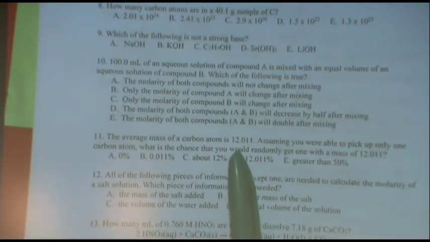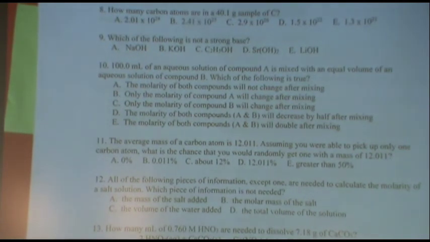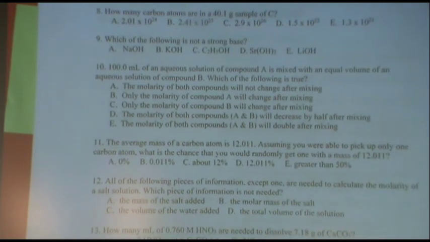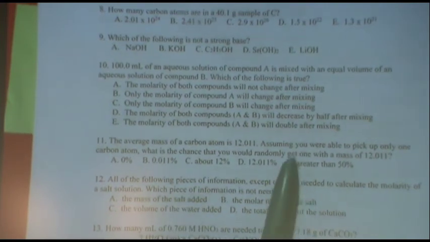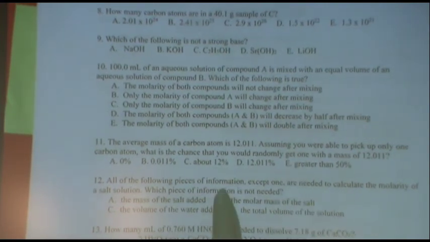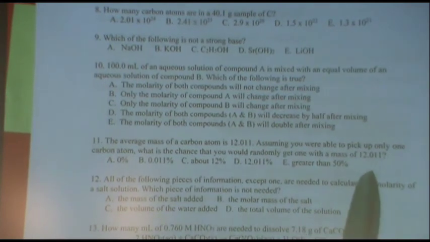Carbon, this is from the periodic table. Assuming that you were to pick one atom of carbon. Let's say you had a beaker of carbon. You picked one atom out. And now this number, see it's from the periodic table, it just has one more digit. Okay, what is the chance out of randomness that that one atom you pick has this exact mass?